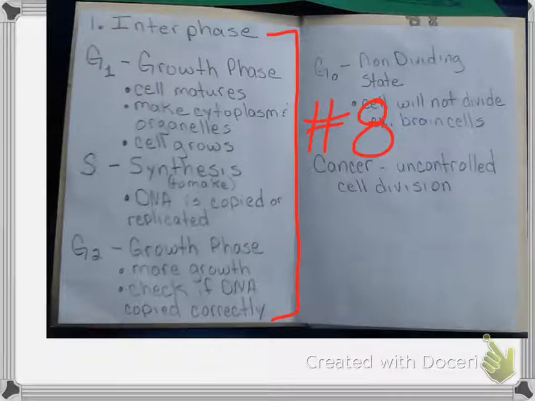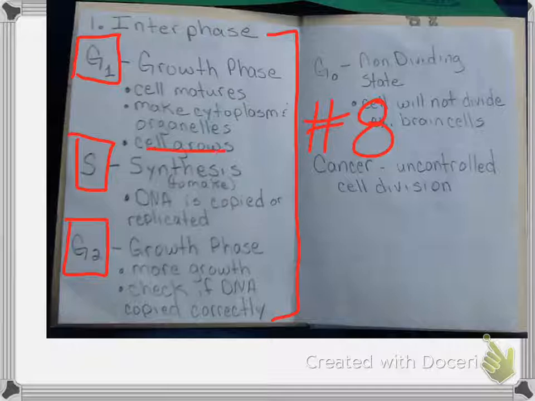Okay, for question number 8, here is what you need to do. You need to list each phase in order, and you also have to describe what is going on in each phase. Make sure that you know that the cell grows in G1. In synthesis, this is the most important thing. Well, that's actually the only thing. And in G2, yes, you have more growth, but there are little checkpoints to make sure that everything happened the way it was supposed to.